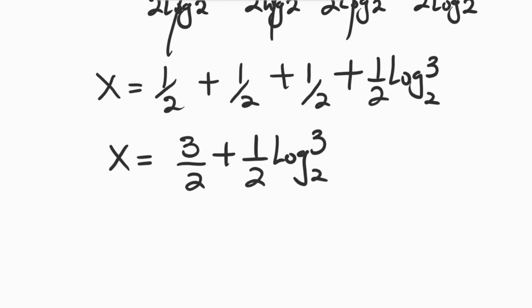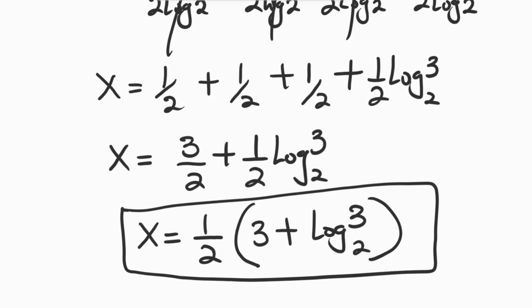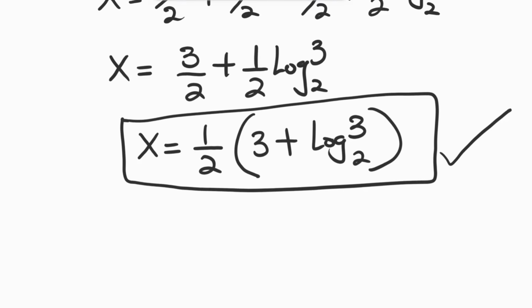Now, if we can factor out 1 over 2, and if we do, factor out 1 over 2 becomes 3 plus log of 3 base 2. Now this is our final answer for the value of x.